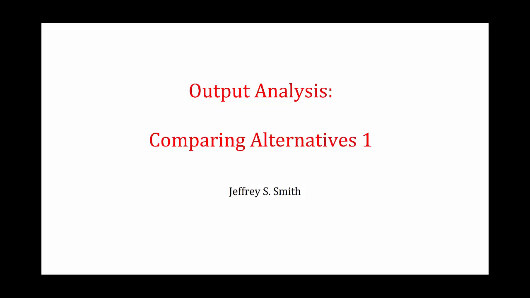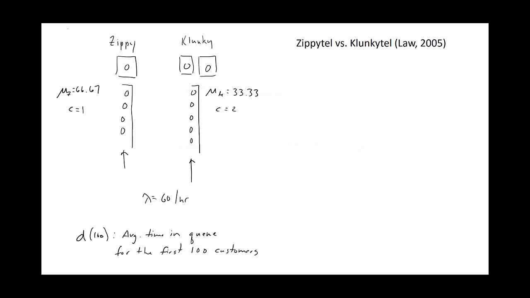This video module in the output analysis series is entitled Comparing Alternatives 1. And in this module, we will look at an example where we want to compare alternative configurations of a system. The system that we're going to use is from the Law textbook.